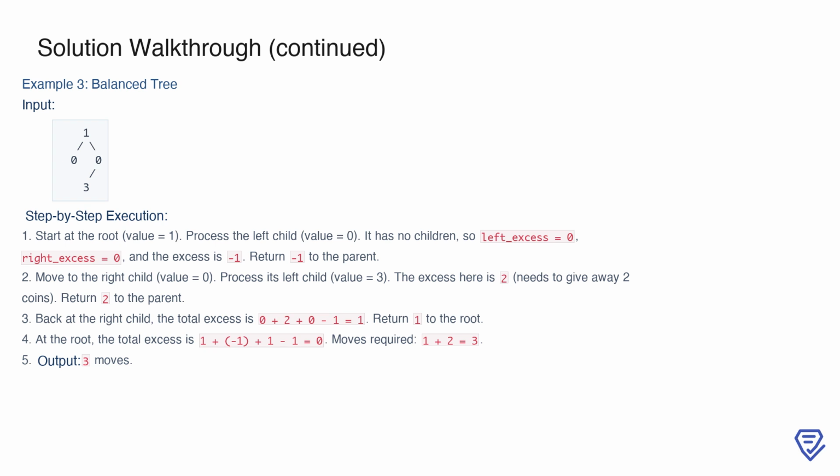Finally, at the root, we calculate its total excess. The root has 1 coin, receives minus 1 from the left child, and 1 from the right child, resulting in a total excess of 0. To determine the number of moves required, we sum the absolute values of the excesses at each level, 1 move for the left child and 2 moves for the right subtree, totaling 3 moves. The output for this example is 3 moves.